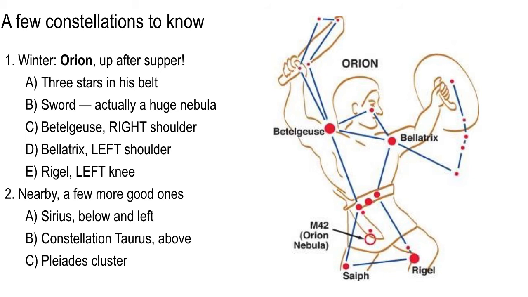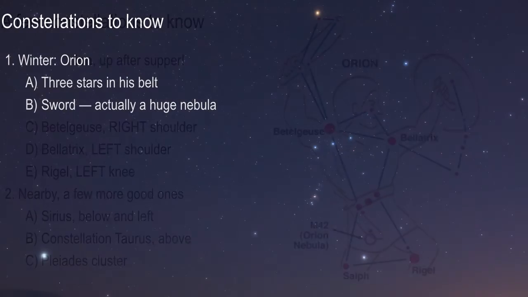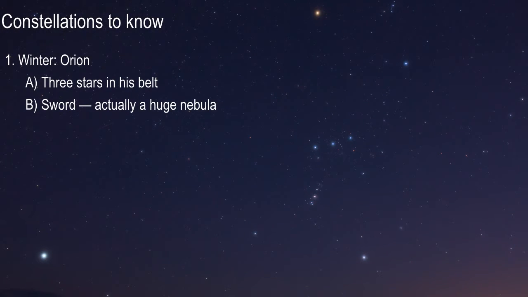Now I have some comments about it. This is the diagram. And then here's what it actually looks like out in the sky. I'm repeating the outline from the previous page. Here's what it actually looks like.